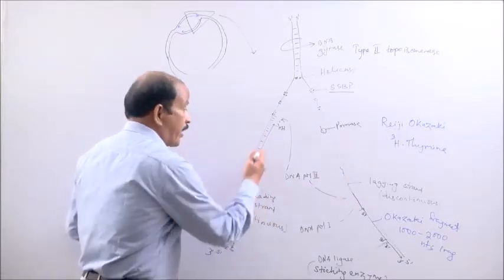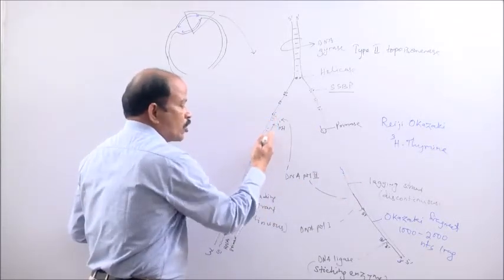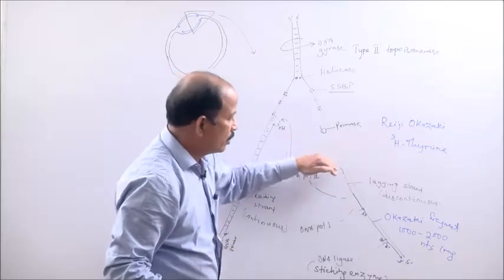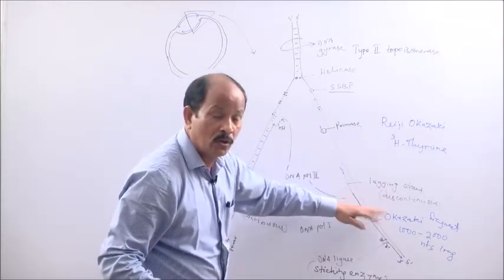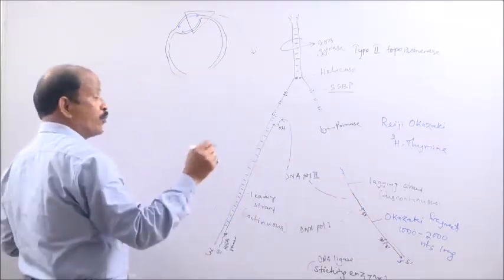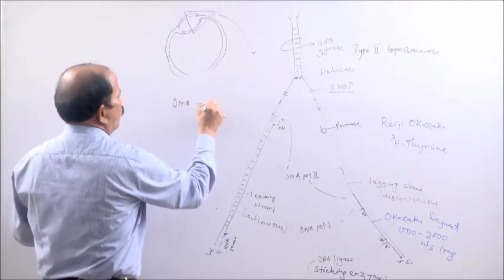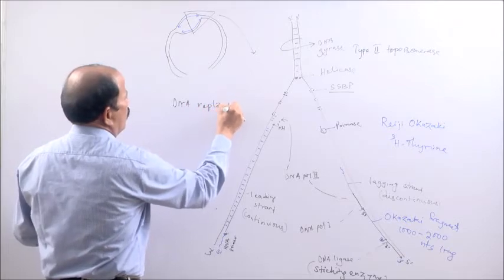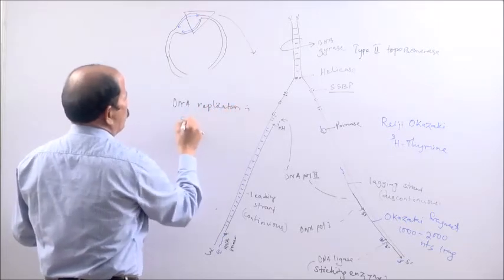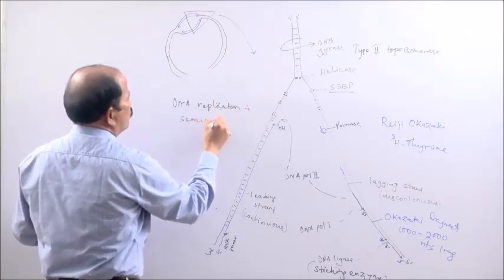Now, in one strand, synthesis is continuous. In the other template, synthesis is discontinuous. So, we can say, previously we have read that DNA replication is semi-conservative. DNA replication is semi-conservative. Here you can see how this happens.